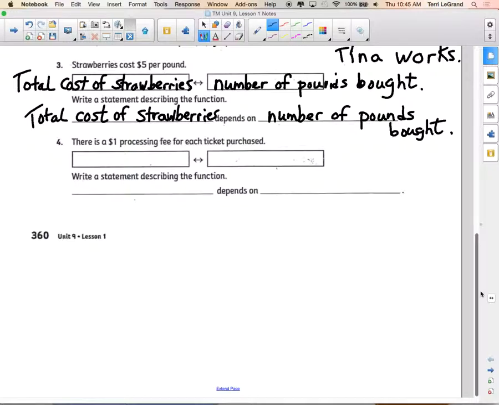What's one of the things that can change in this? Yeah, how many tickets you're going to buy. So number of tickets purchased. Okay, let's start with that one. Number of tickets, and we'll use the word bought just because it's shorter than purchased. So that's changeable. You can buy one, you can buy 100, whatever.